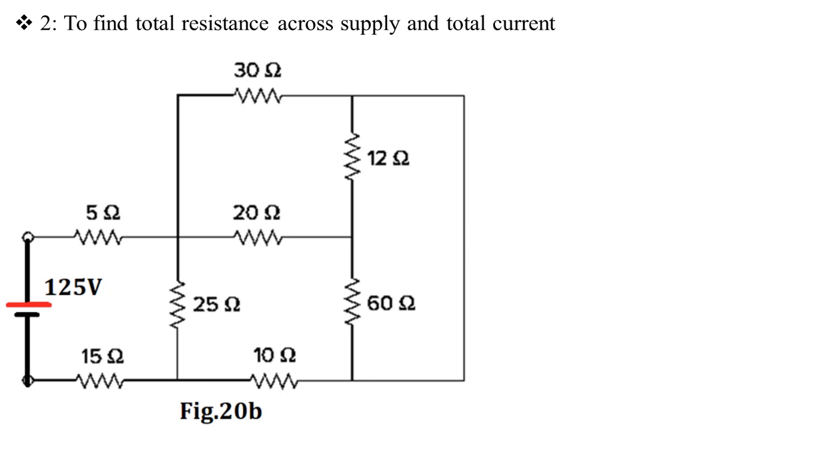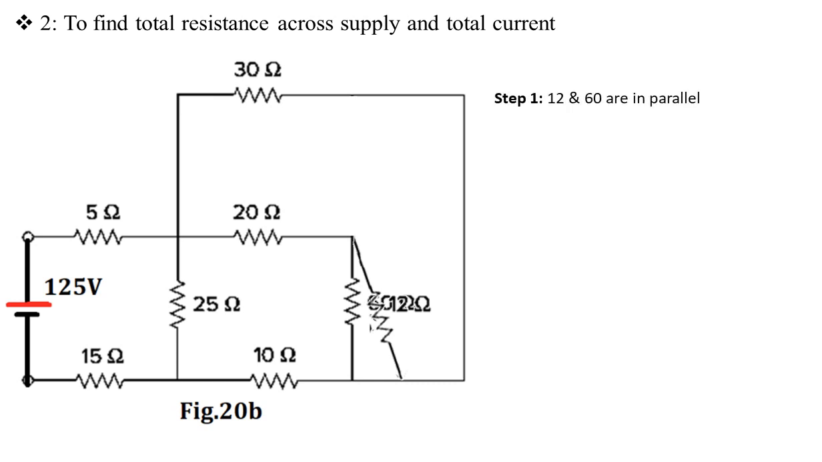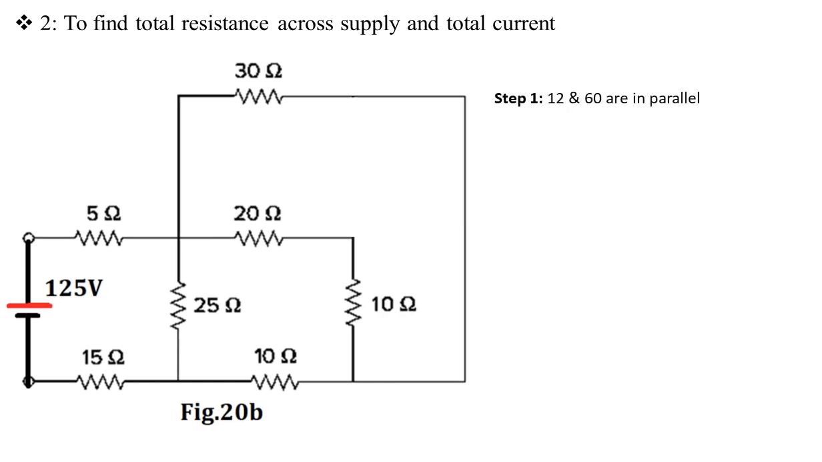I would say that 12 and 60 are in parallel. I repeat, 12 ohm and 60 ohm are in parallel. Now, we can connect the circuit in this way and it is still electrically the same. The 12 ohm is transferring down, traveling along the wire, and right now it is still in parallel with 60. So the first step, 12 and 60 in parallel, gives 10 ohm.